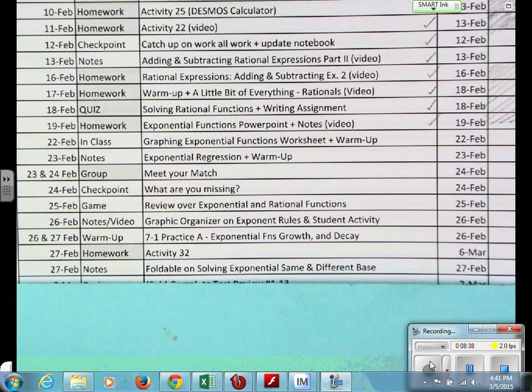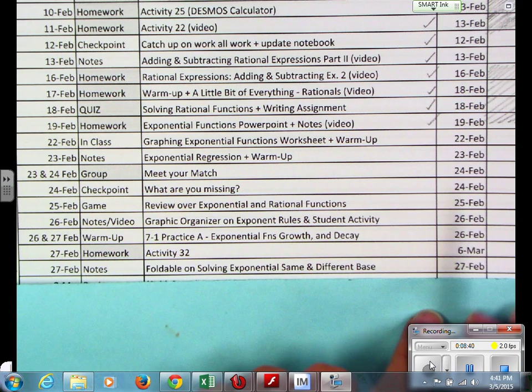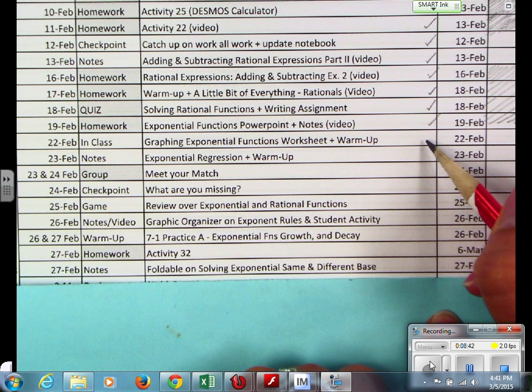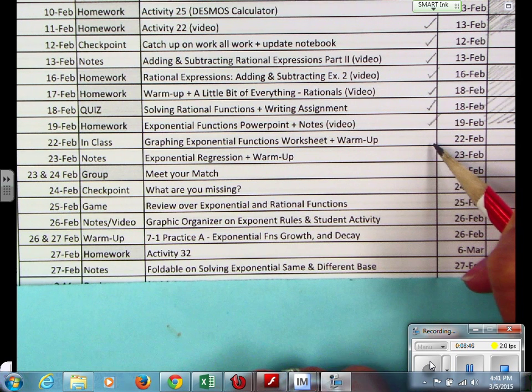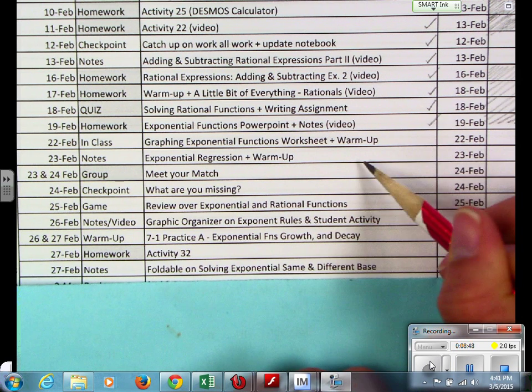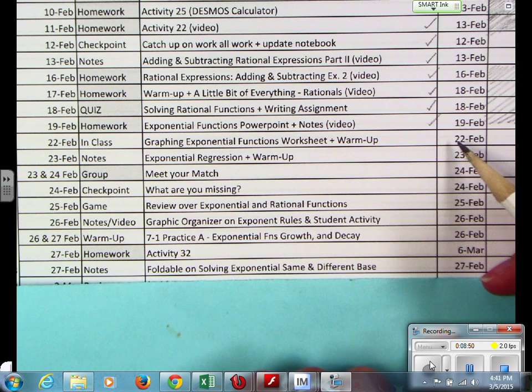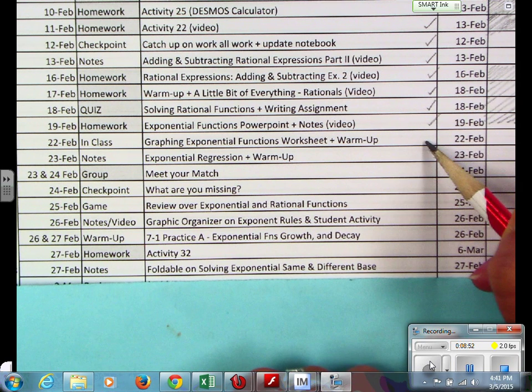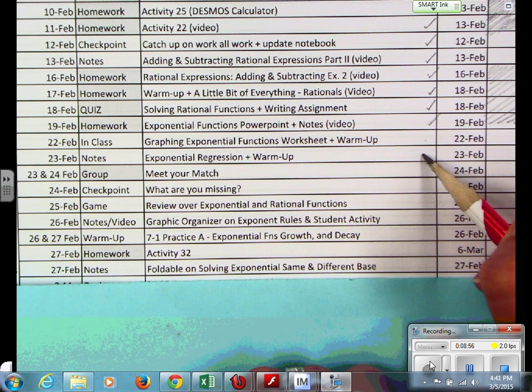Okay, in the 4th week, just to go over it really quickly again, you should have Graphing Exponentials worksheet. Sorry, this is a new week, and we're going to have a worksheet on graphing exponential functions. We actually did this in class. I believe the sub was there. Then you did exponential regression.